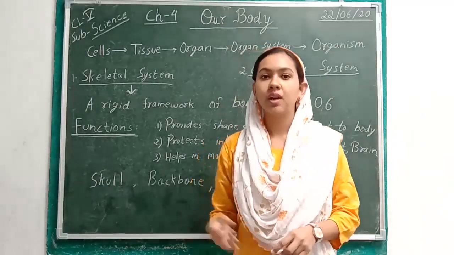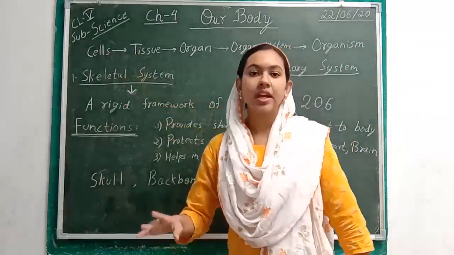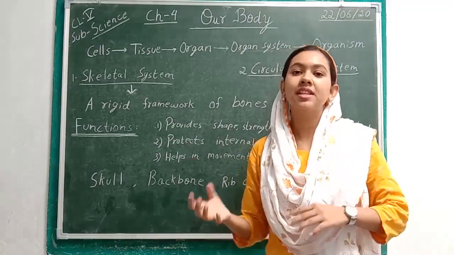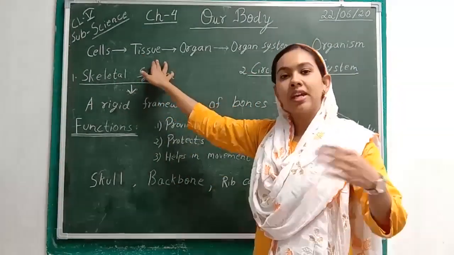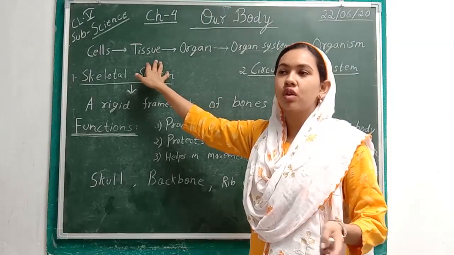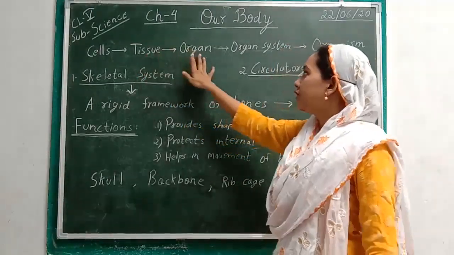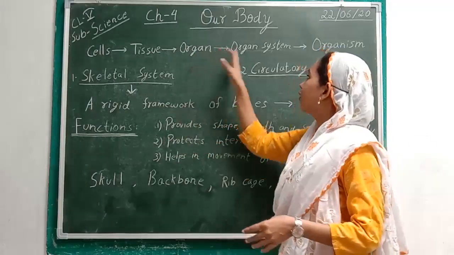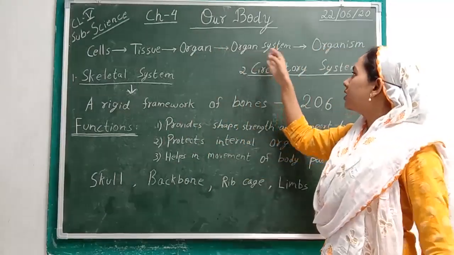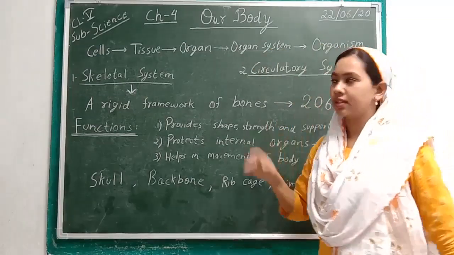We all know that our body is made up of cells. Now many of the cells which perform the same function come together and form a tissue. Many tissues which are similar in structure or perform the same kind of function form an organ. Then many of the organs work together and form an organ system. Organ systems together form an organism.